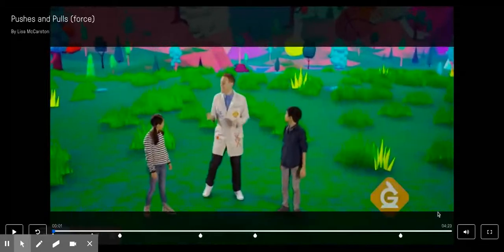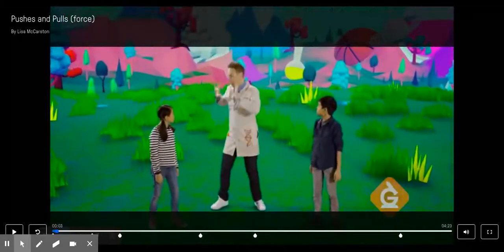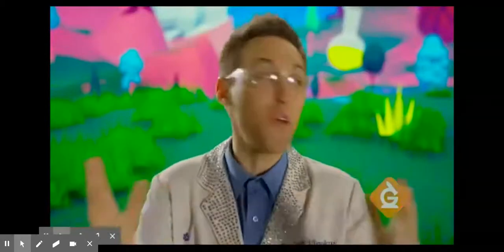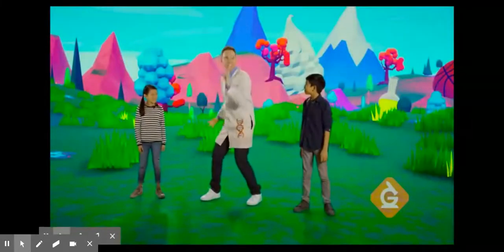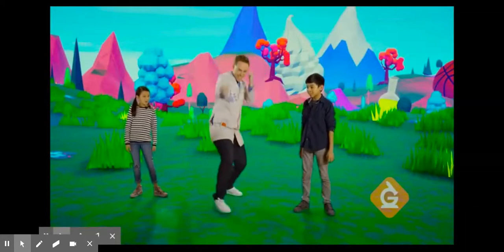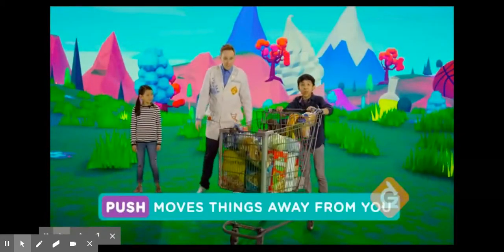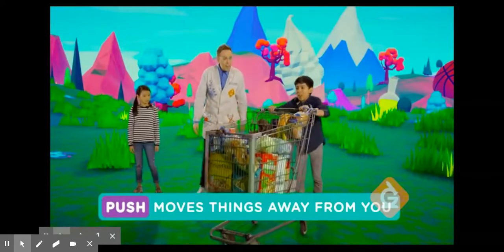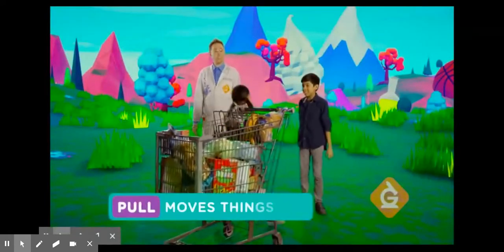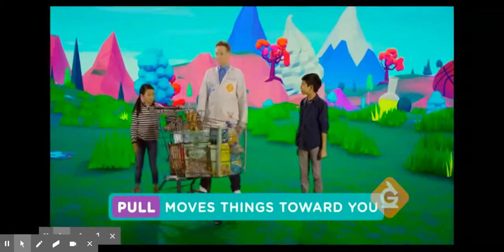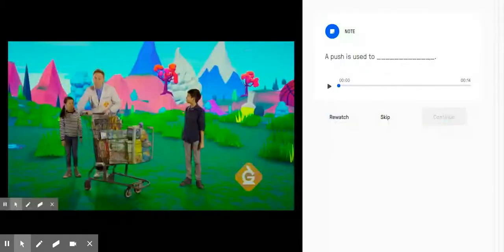But first, let's remember that a force is a push or a pull that makes things move. To show you that, I'll need a shopping cart. A push is when you use force to move something away from you. And a pull is when you use force to move something towards you. Excellent! We use push.